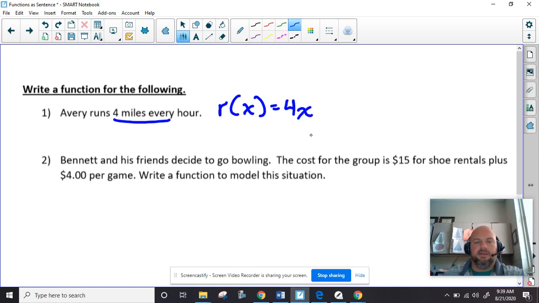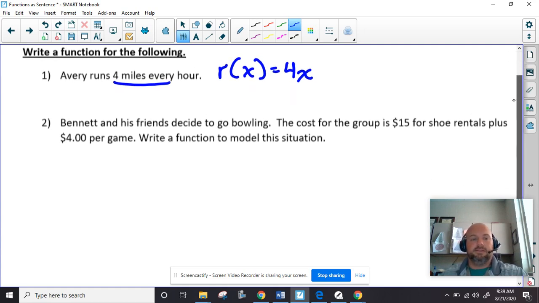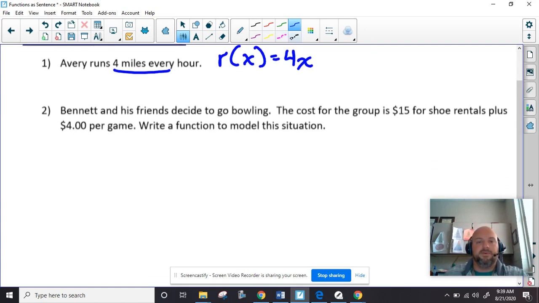Okay, that's it. I know. I heard you. It's easy. All right. So word problems. This is all a word problem.